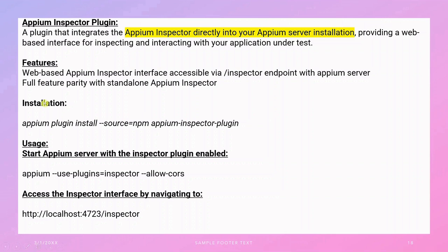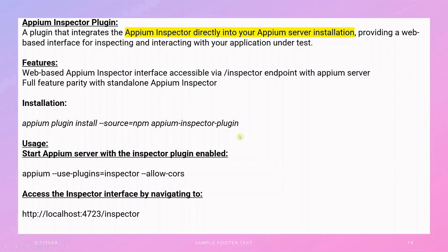Okay, and now how to install this APM inspector plugin? For installation, we have to use this command, that is apm space plugin, because we are installing a plugin. I am installing, so I have to use the keyword install and source, that is double hyphen source equal to npm, and the name of this plugin, that is apm hyphen inspector hyphen plugin. Okay, so till this part we will do, and then we'll come back to how we need to launch this plugin.